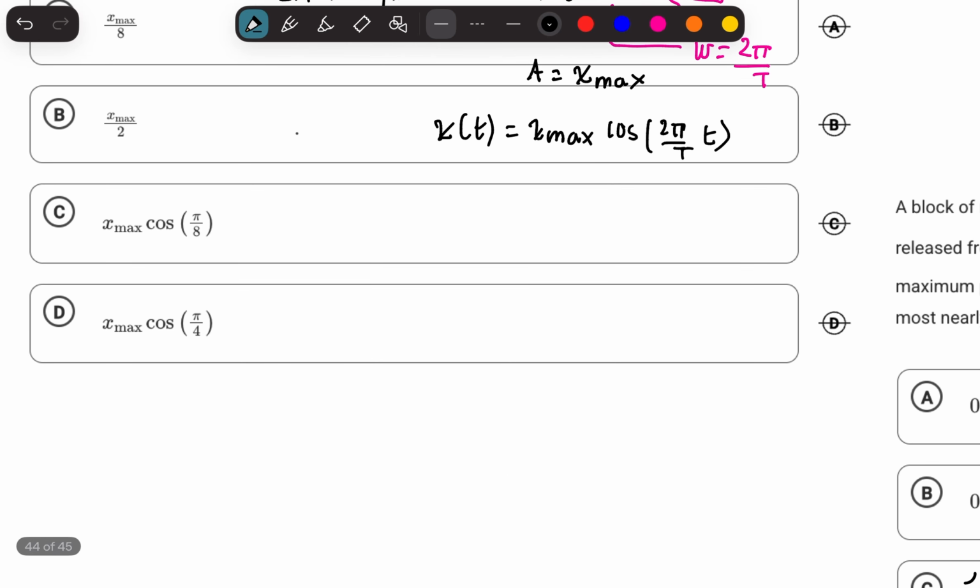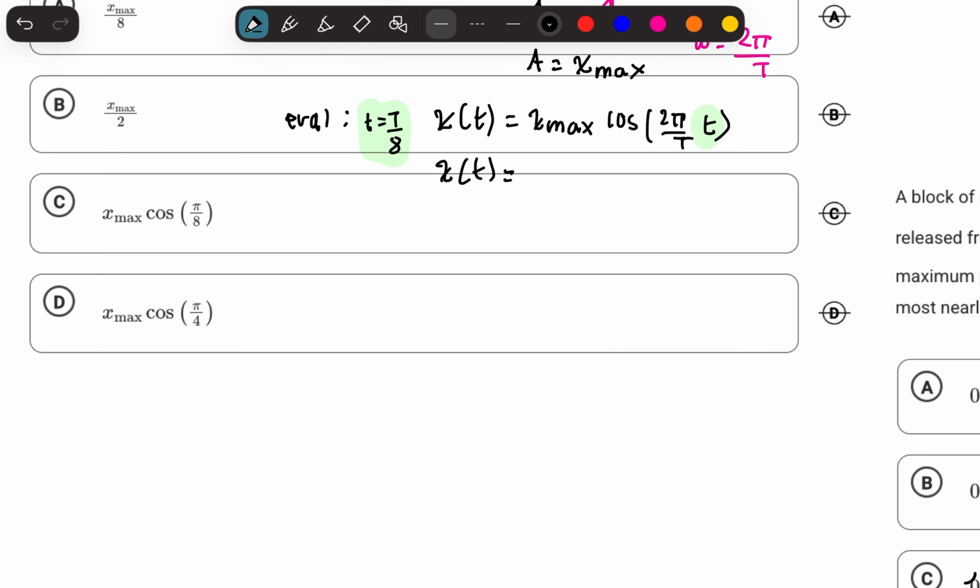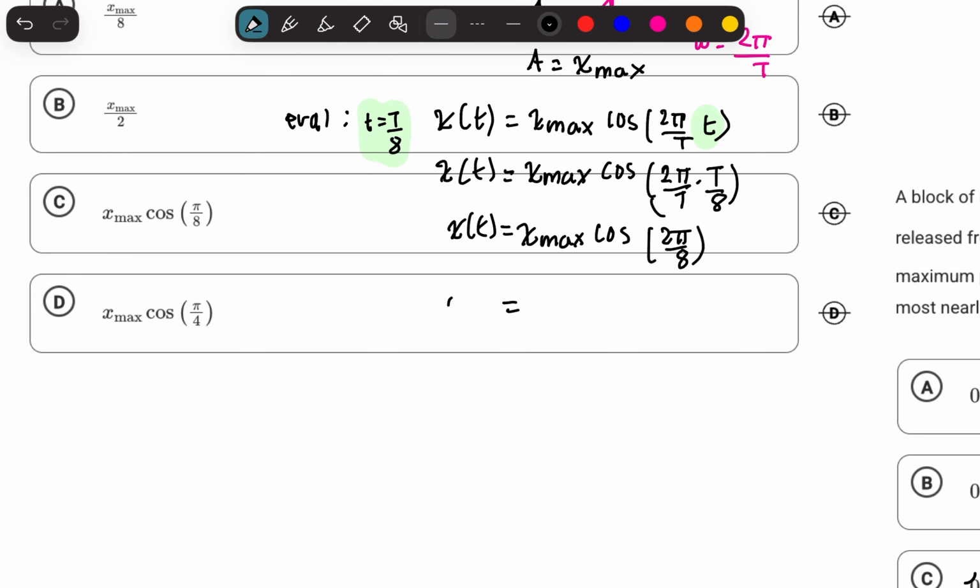Now we are going to evaluate at t is equal to T over 8. So what that means is you're just going to substitute in. Now, where's t? Here. You're just going to substitute that in. x of t is equal to x max cosine 2 pi over T times T over 8. And this is going to be equal to x max cosine 2 pi over 8, and this is equal to x of t.